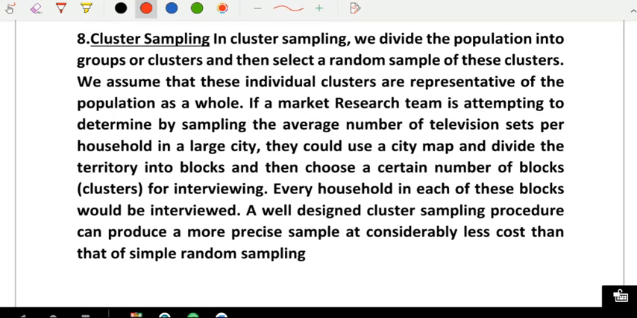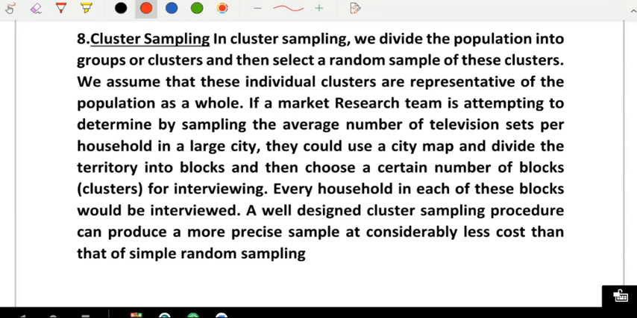I'll just take one example here. Suppose you want to carry out market research by attempting to determine the number of TVs in a large city. How will you divide the clusters? You can divide them locality-wise. You can take a city map and divide it block-wise, area-wise. Then you can select one group out of these clusters and interview them.